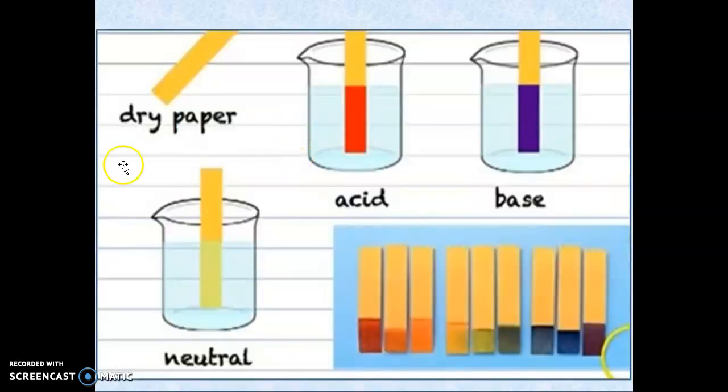Here you are seeing how the litmus paper changes. A dry blue litmus paper, when kept in an acid, will be changed into red. A red litmus paper, when kept in a base, will be changed into blue. And in neutral, both litmus papers will not show any color change.